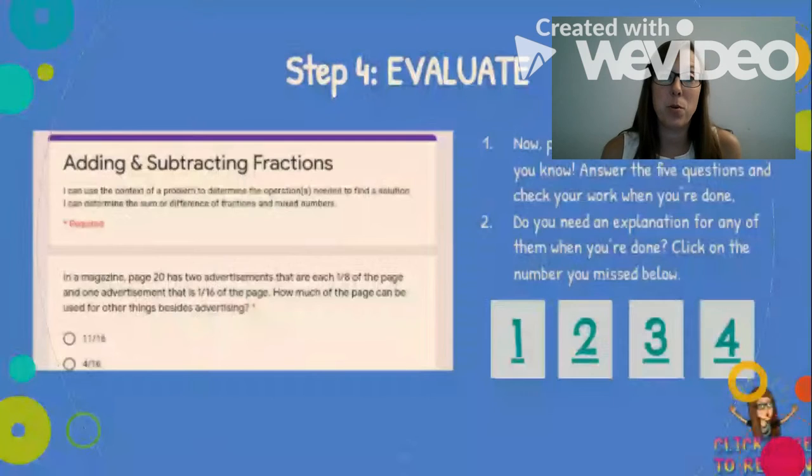Step 4 is to evaluate. You have an exit ticket here asking you to add and subtract fractions within word problems. Check your understanding. If you miss any, you can come back to this screen and click on that number, and there will be a video that will explain the problem for you.